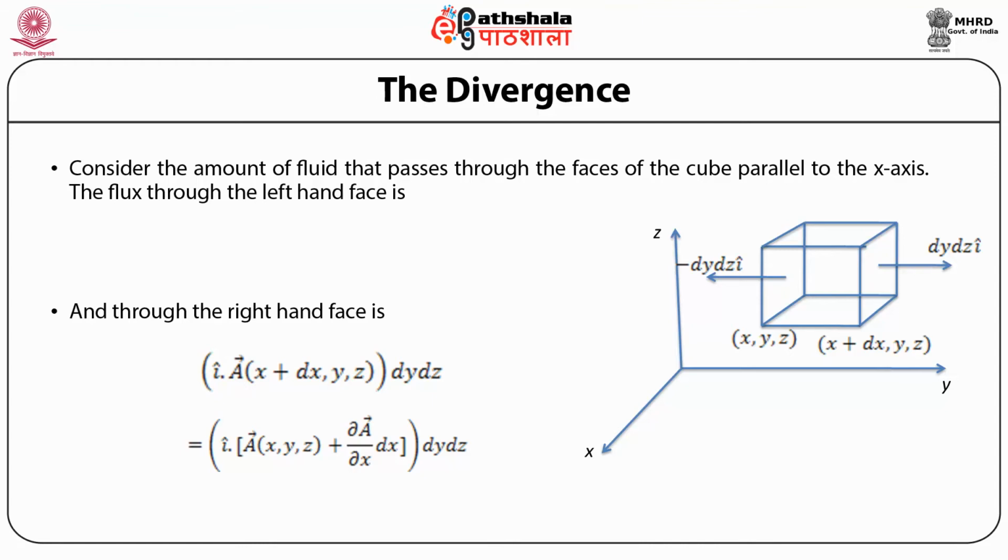The flux through the left face is minus i cap dot A vector as a function of x, y, z into dy dz, and through the right-hand face is i cap dot A vector as a function of x plus dx, y, z into dy dz, which is equal to i cap dot A vector as a function of x, y, z plus del A vector by del x into dx, whole multiplied with dy dz.